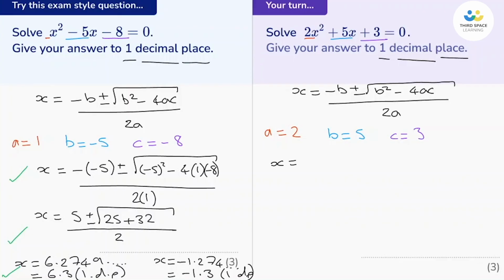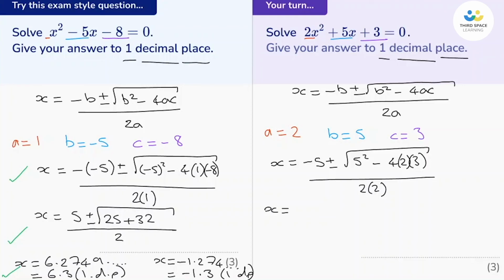So x is equal to minus b, which is negative 5, plus or minus the square root of b squared, well, b is 5, so it's 5 squared, take away 4 lots of whatever a is, 2, multiplied by whatever c is, or c is 3. And we're going to divide all of that by 2 lots of a, and a is 2. Now, we can put this straight into the calculator, but we might want to just do a little bit of work first, just so it looks a little bit neater.